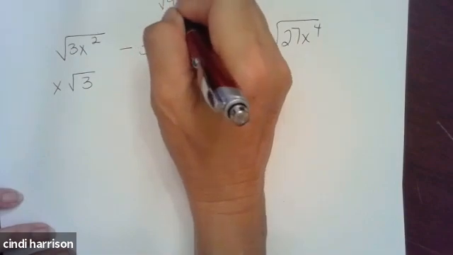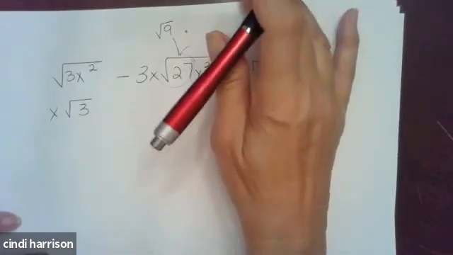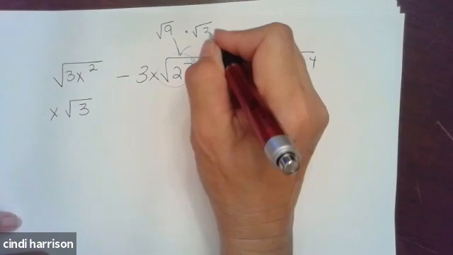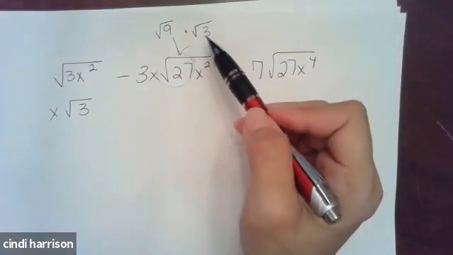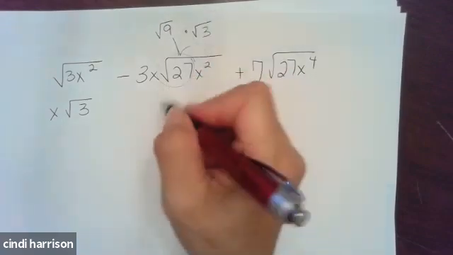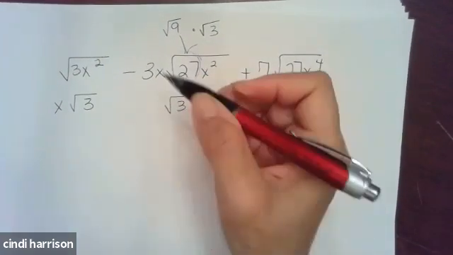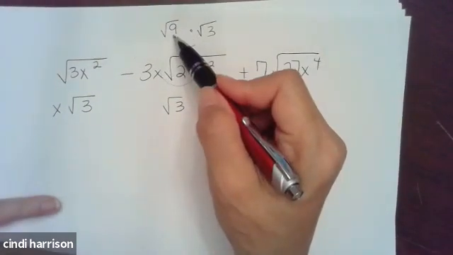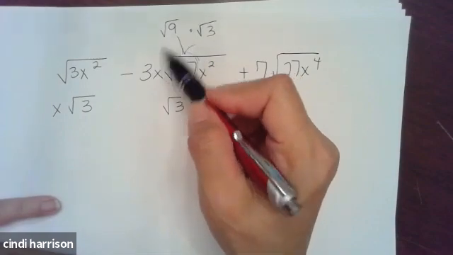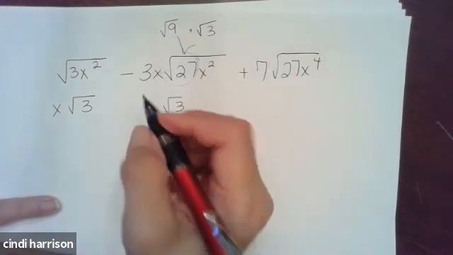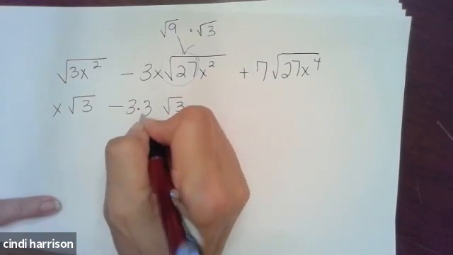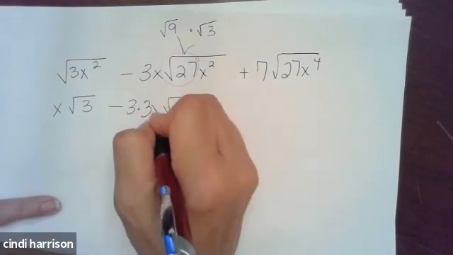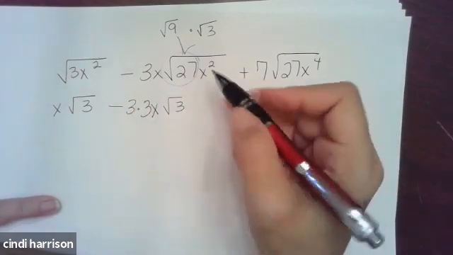The square root of 9 times the square root of 3. So I know, again, I'm going to have the square root of 3 in my answer. But what is the square root of 9? 3. So that's going to come out and multiply by this one. So I'm going to have a minus 3 times 3. This x is already out here.